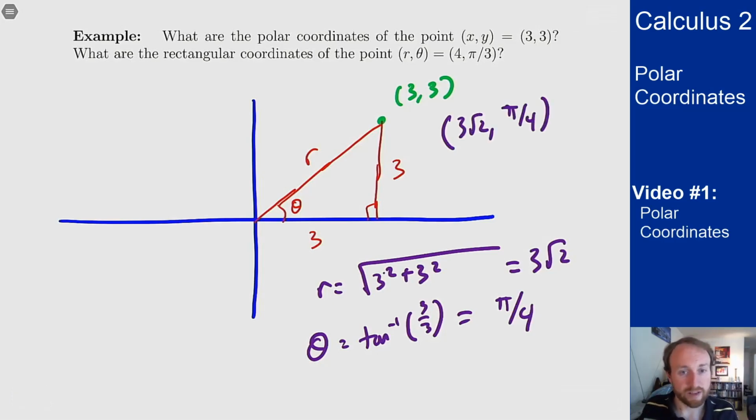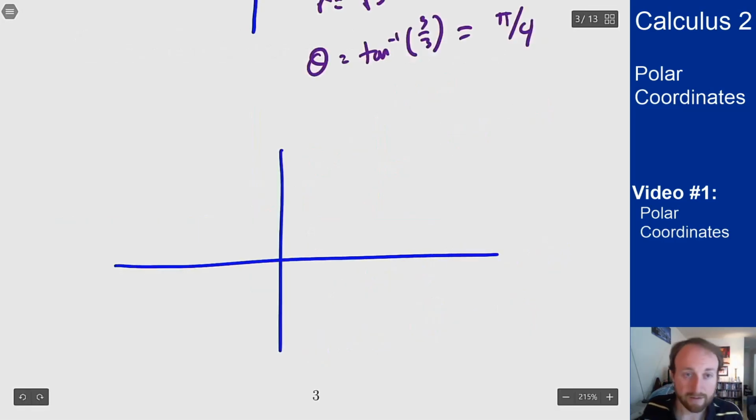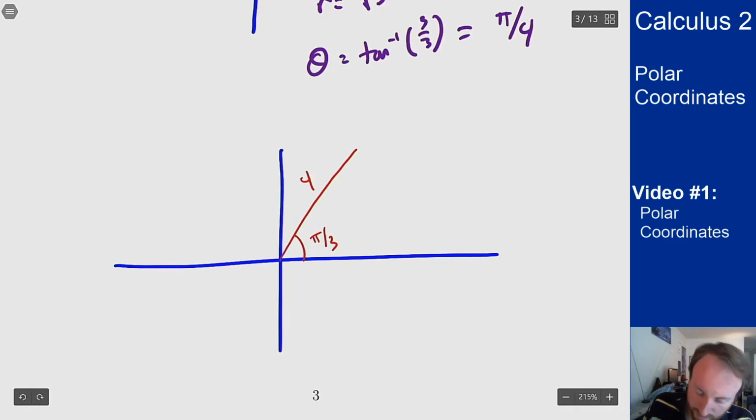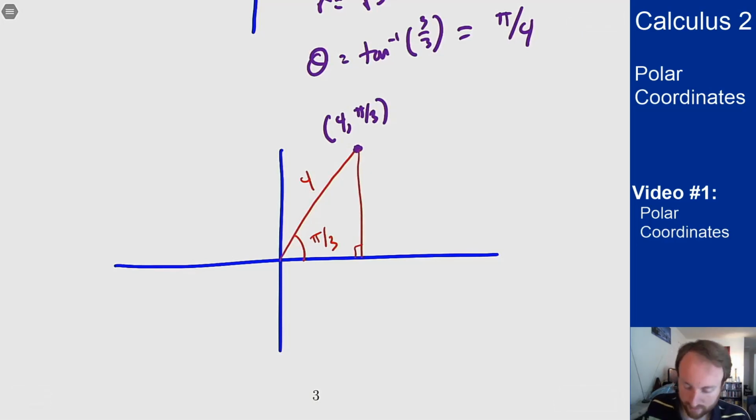We can go the other way as well. So if I have the point 4, pi over 3, it means I need an angle here of pi over 3 and a radius of 4 to get out to my point, which in polar coordinates is 4, pi over 3. To find the rectangular coordinates, I need to figure out the x and y here, which I can do by, again, finishing up this triangle. This will be y, and this will be x. I have the hypotenuse and an angle. I can then figure out what these sides are.